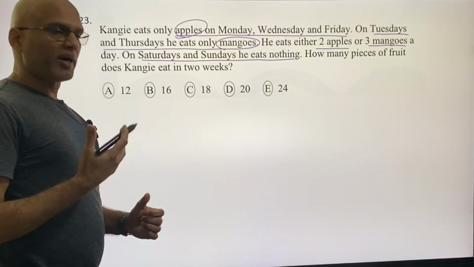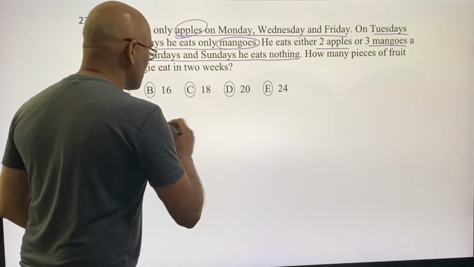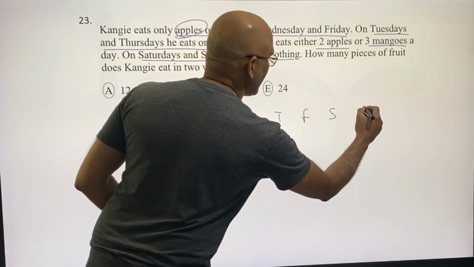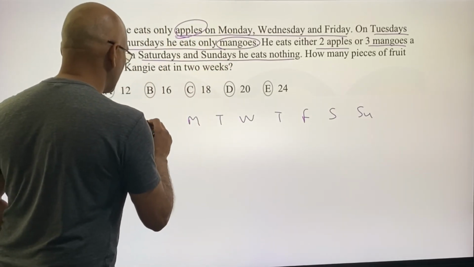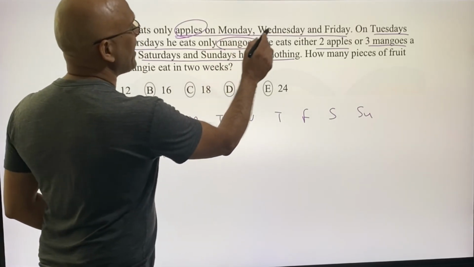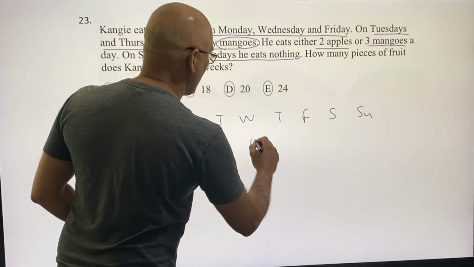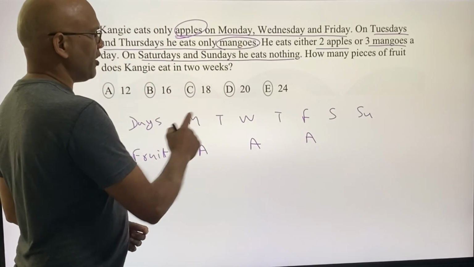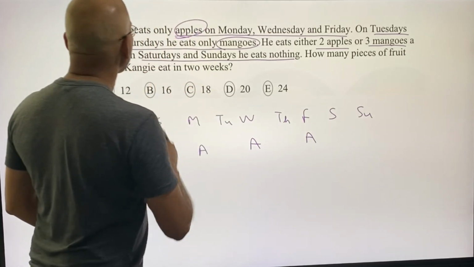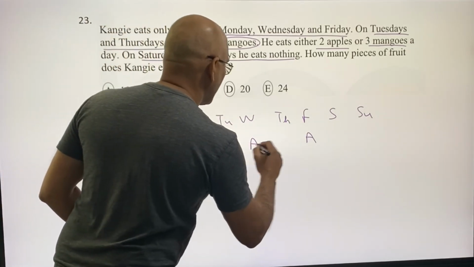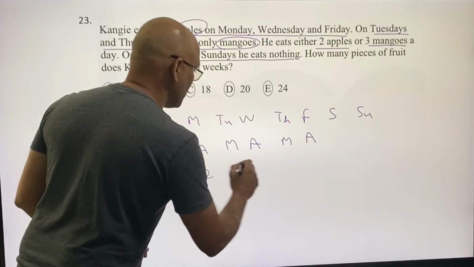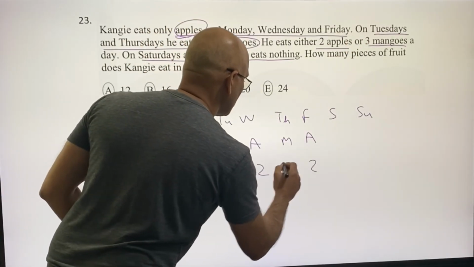Seems like a very picky Kanji, but okay, let me write down the days of the week: Monday, Tuesday, Wednesday, Thursday, Friday, Saturday, Sunday. So these are the days. Now fruits. On Monday, Wednesday, and Friday, he eats apples, A for apple. On Tuesday and Thursday, he eats only mangoes. But he eats either 2 apples or 3 mangoes each day.